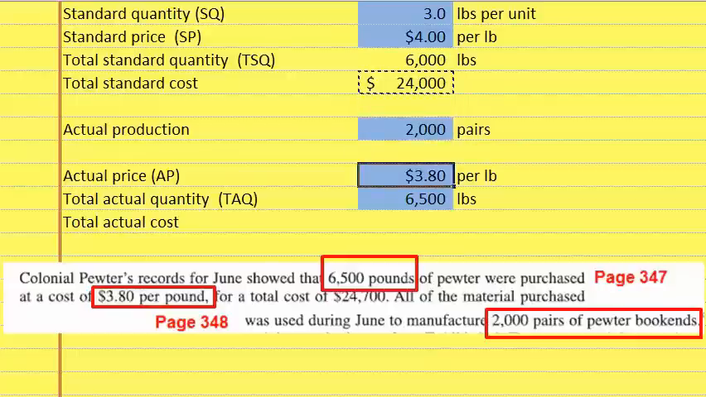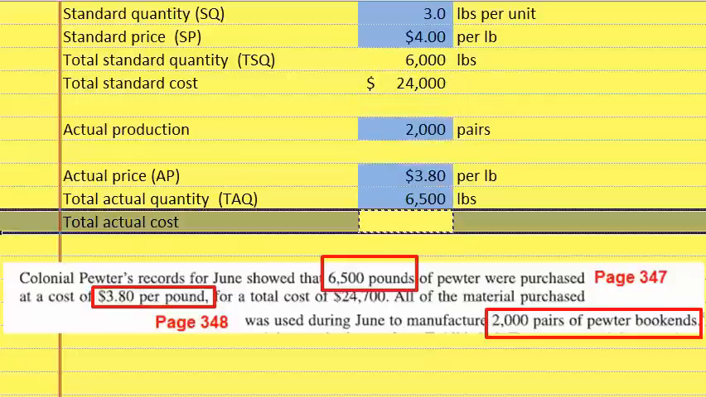And the last piece of information in our structure is total actual cost. We actually purchased and used 6,500 pounds, and we actually paid $3.80 per pound for those. So total actual quantity times actual price gives us $24,700.